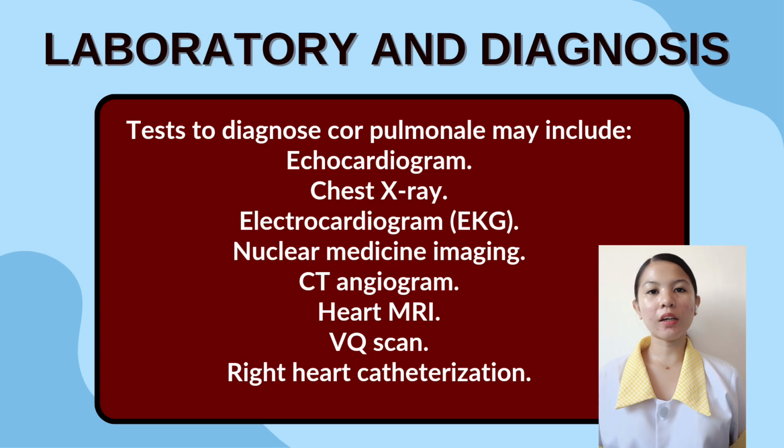For laboratory and diagnosis, here are the tests to diagnose cor pulmonale. They include the echocardiogram, the chest X-ray, the electrocardiogram or EKG, and then nuclear medicine imaging, the CT angiogram, the heart MRI, the VQ scan, and then the right heart catheterization.